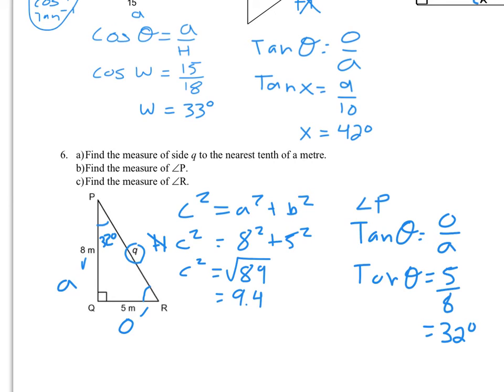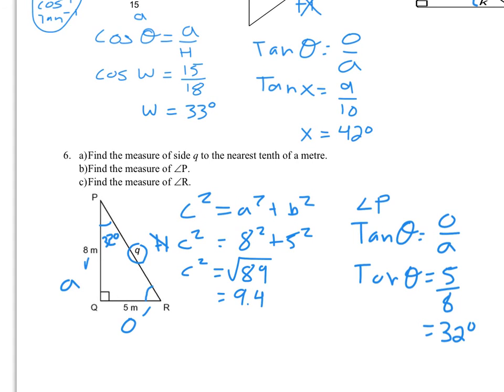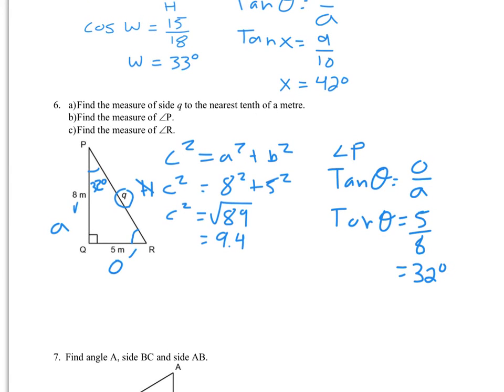Cool. Now that I know that angle is 32 degrees, I can use that O or that A to solve for H. So which one do you want to use? Do you want to use the O or do you want to use the A? Using the O, I would use sine. Using the A, I would use cosine. So maybe I would use sine. We like sine. So sine of 32 degrees is equal to 5 over H.